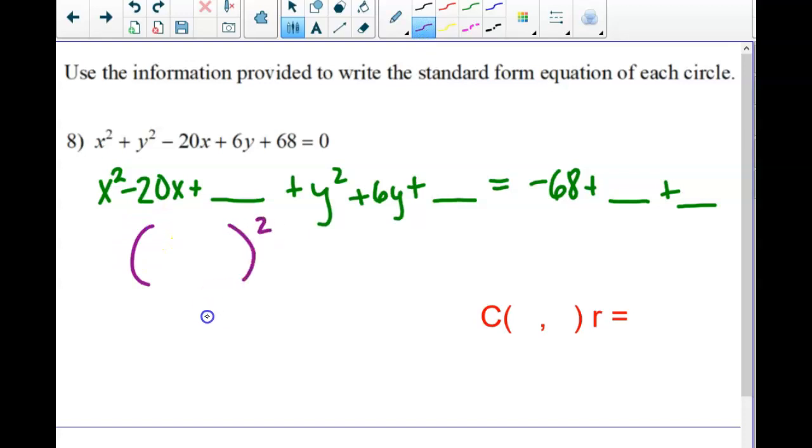What's the parenthesis with an X? Did anybody get that far? Yep, we're taking half of this and watch your sign. So that one was X minus 10. So what am I adding to both sides? 10 squared is 100 here and over here.